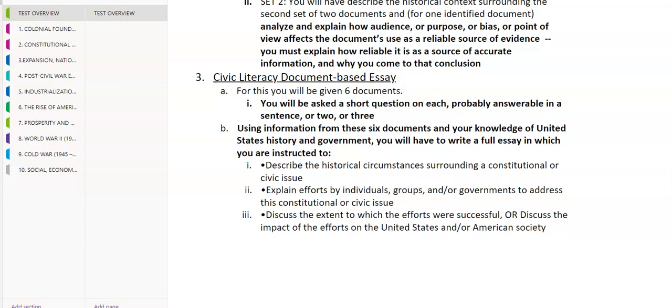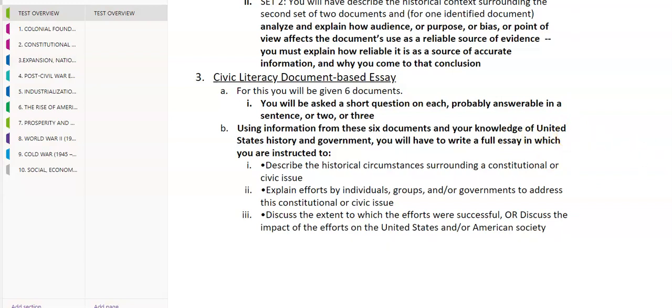For each of those documents, you will be asked a very straightforward question, probably answerable in a sentence or 2, maybe 3, about the document itself. Those should not be that difficult. If you can read the document carefully and think about it carefully, don't jump, it will be asking you to summarize it or pull out a particular piece of information from that document. That should be fairly straightforward. Then you will be asked to write a major essay.